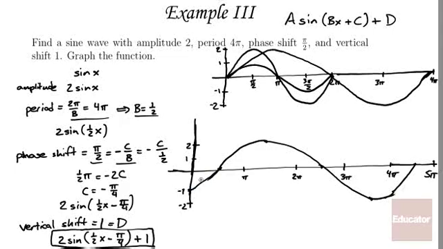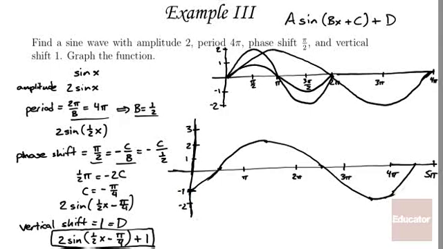And finally, I have to do one with vertical shift 1. So that means I take the whole graph and I move it up by 1 unit. So that means instead of peaking at 2, it's going to peak at 3 now. And actually, instead of going down to negative 2, it gets moved up by 1 unit, so it's going to only go down to negative 1.